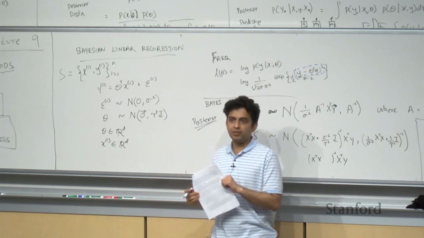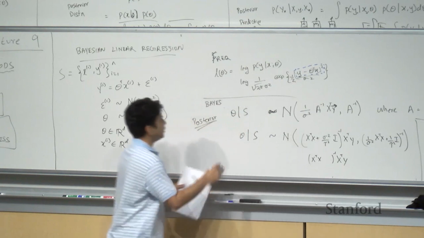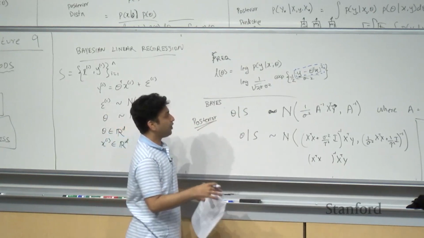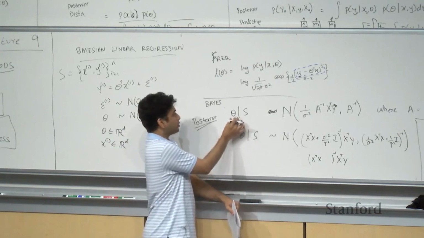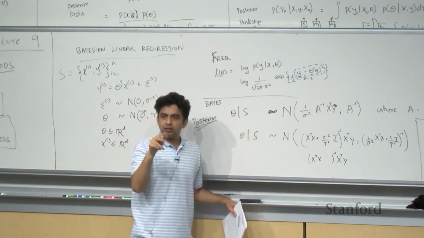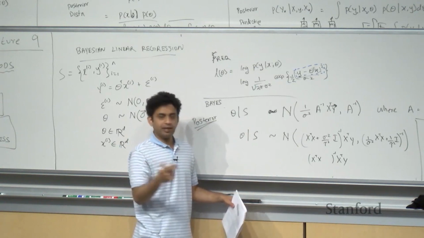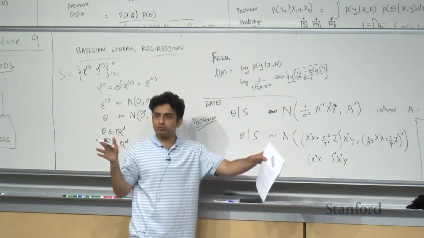confidence estimation. Whereas with Bayesian approaches, we are estimating theta given S. And what you will see is that if you have a lot of data, the posterior distribution will be more peaked on certain values of theta. And if you have less data, then your posterior distribution will be more spread out.